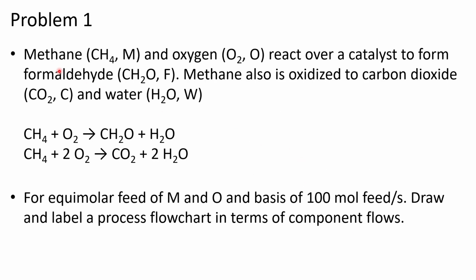So in this problem, we're going to make formaldehyde from methane. So methane, CH4, which we're going to represent by the letter M, reacts with oxygen over a catalyst to form formaldehyde. This is very similar to the reaction we just talked about. It's a partial oxidation of methane to CH2O, which we'll use the letter F to represent formaldehyde.